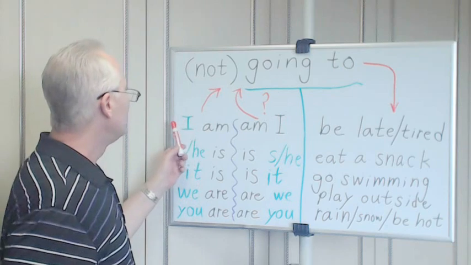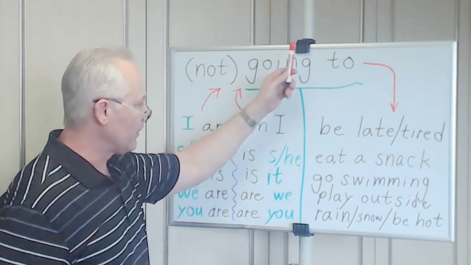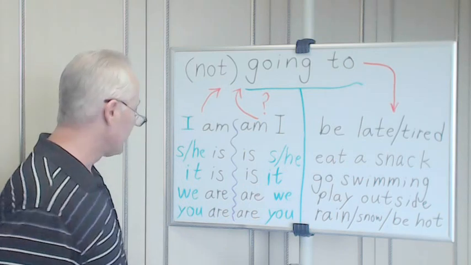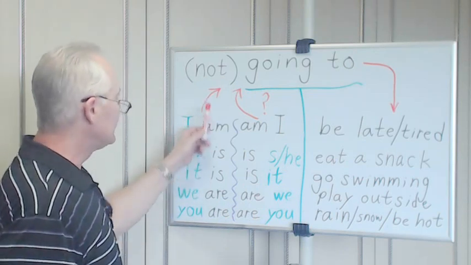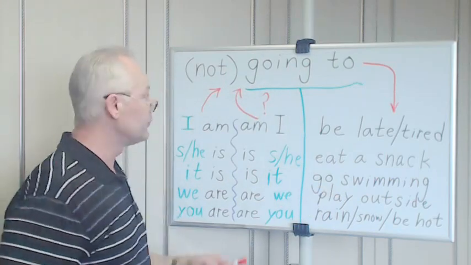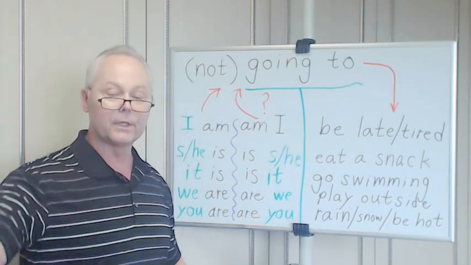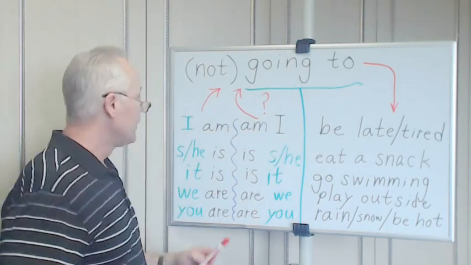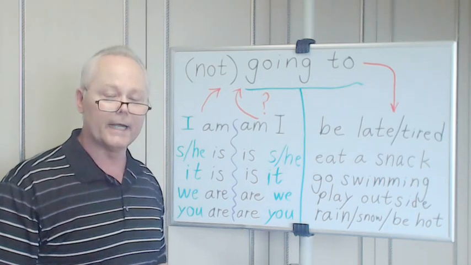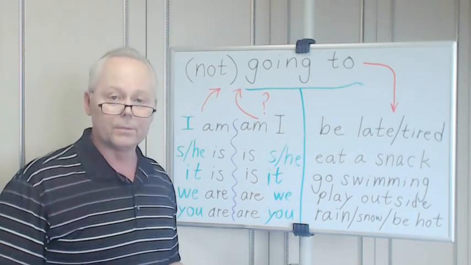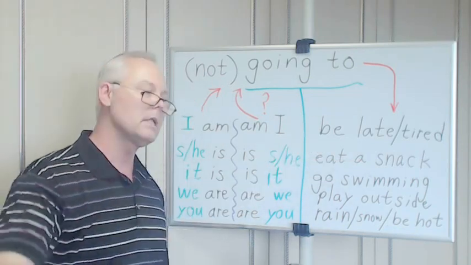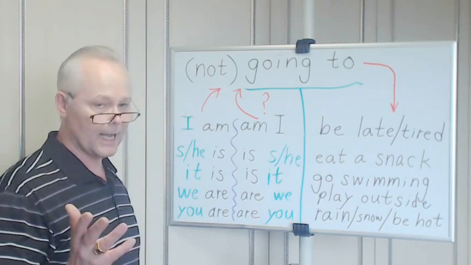So let's go with, I am not going to go swimming. She is not going to play outside. Maybe you're talking about your daughter. She is not going to play outside. Now, of course, when we're really saying this as a sentence, what are we really going to say? She isn't going to play outside. I'm not going to eat a snack. I'm not going to be late. Not. Negative.